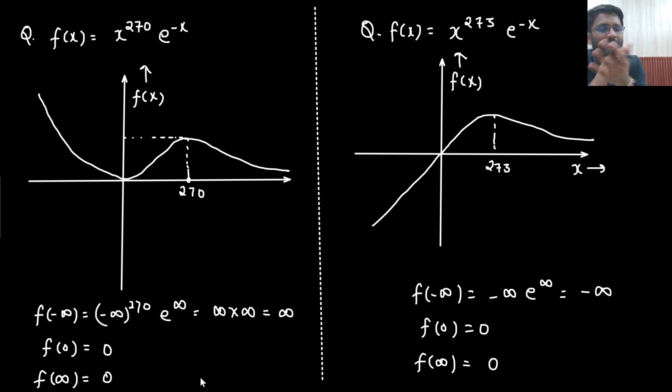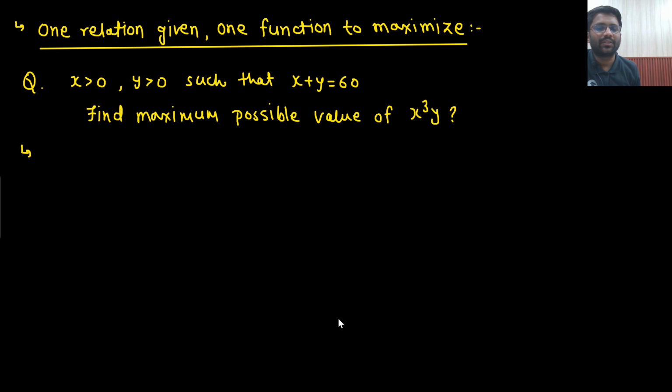So yeah, this is the graph plotting, maxima, minima, saddle point, inflection point, all these things we have studied now. So this part is done. Now there are certain kinds of problems where one relation would be given and another function you will have to maximize or minimize. Mostly they will ask for maximizing it, but they can ask to minimize as well. So these kinds of questions we need to see.